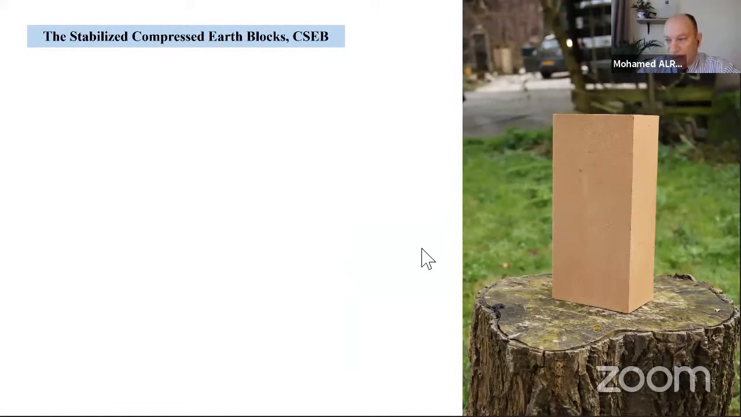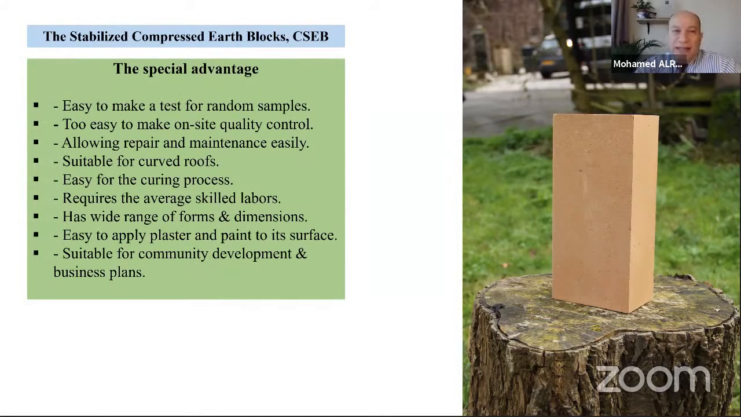On the other hand, in contemporary construction, the stabilized compressed earth blocks, when we look at the special advantages for it, it is in contrast totally to rammed earth. It is very easy to make a test for random samples, because you are dealing with just a brick. You can take a brick at random during the production process from a site, and you go directly to the laboratory and apply all the tests required for this sample. And it's too easy to make on-site quality control.